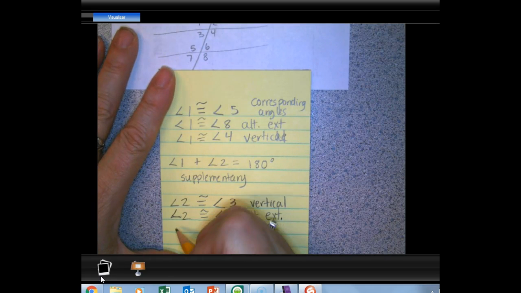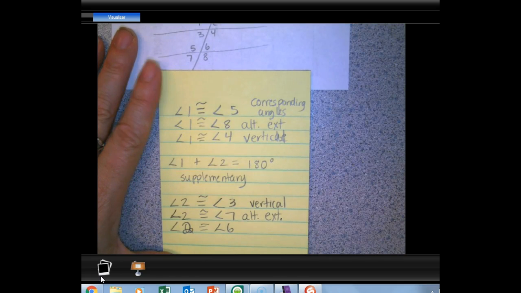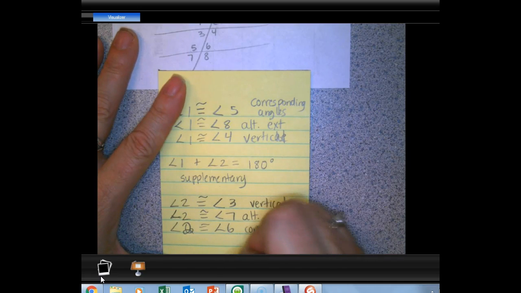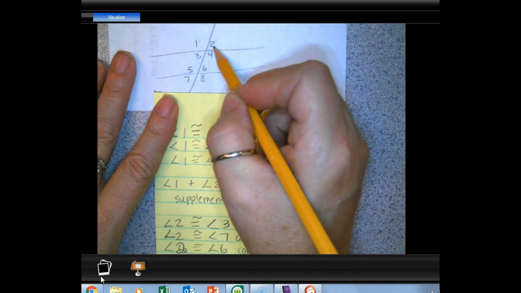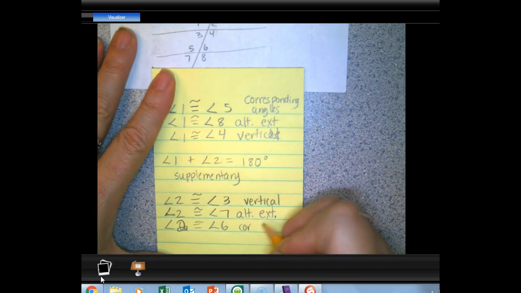What about 6? Christian? Would it be congruent to angle 6? Why? Corresponding. Same location. Angle 2 is top right. Angle 6 is top right. So it's corresponding.